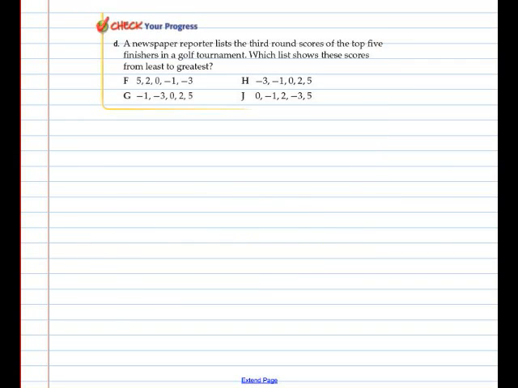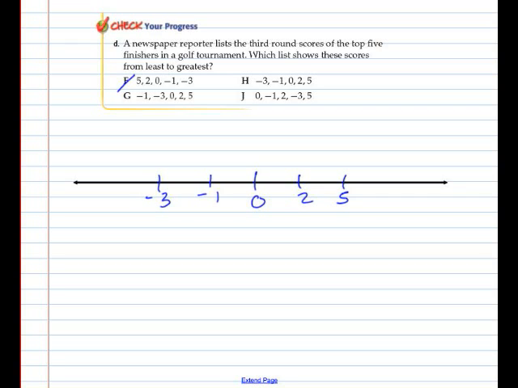The newspaper reporter lists the third round scores of the top 5 finishers in a golf tournament. Which list shows the scores from least to greatest? Least to greatest. 0 on our number line. We'll do F first. We have 5 here, 2 here, 0, negative 1, negative 3. Those are not correct because that is actually greatest to least, not least to greatest.